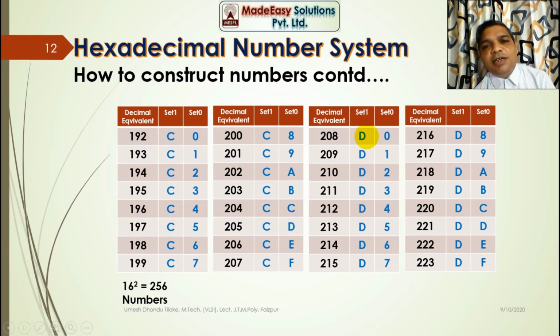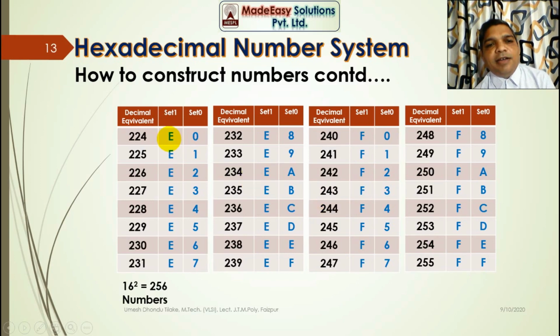Set 1 uses D and set 0 uses 0. Set 1 uses D and keeps it constant until set 0 uses F. After D, we get E in set 1. Set 1 uses E and keeps it constant until set 0 uses F. After EF, set 1 uses F, the final digit, and keeps it constant until set 0 uses F. Now set 1 has used F, set 0 has used F. So further numbers cannot be written after FF.